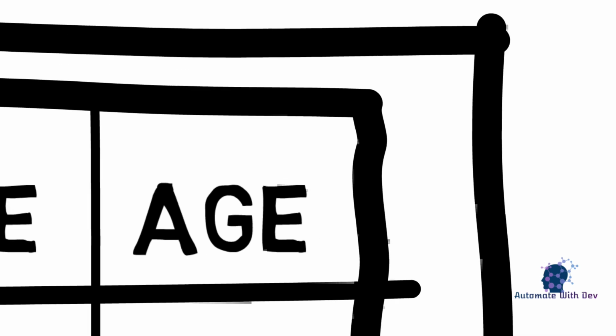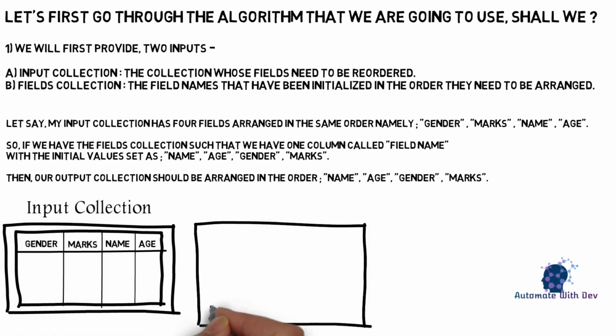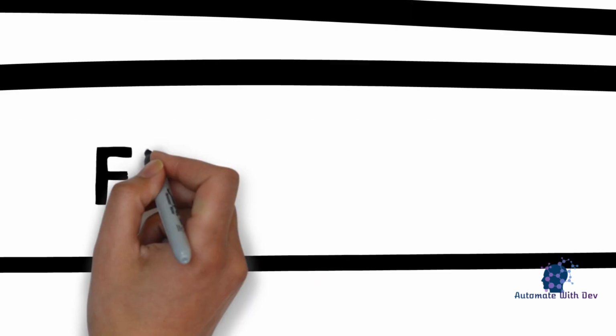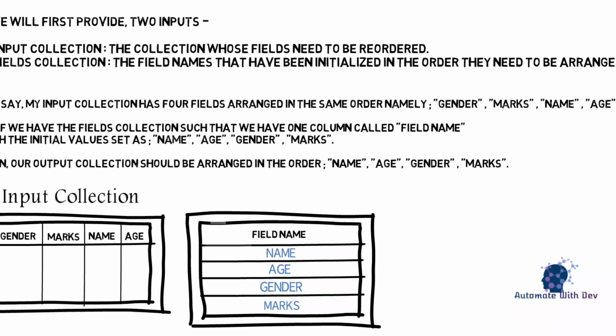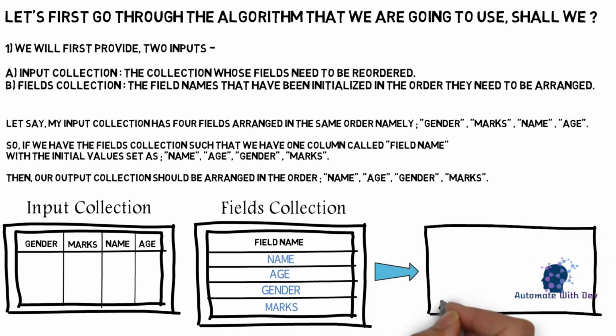So this is my first collection, where we have columns like gender, marks, name, and then age. So this is my input collection. Then we have one more collection. As you can see, there are 4 rows in this collection. The name of the column is field name. The values are name, age, gender, and then marks. So these are the values arranged in the same order that we want in our output collection.